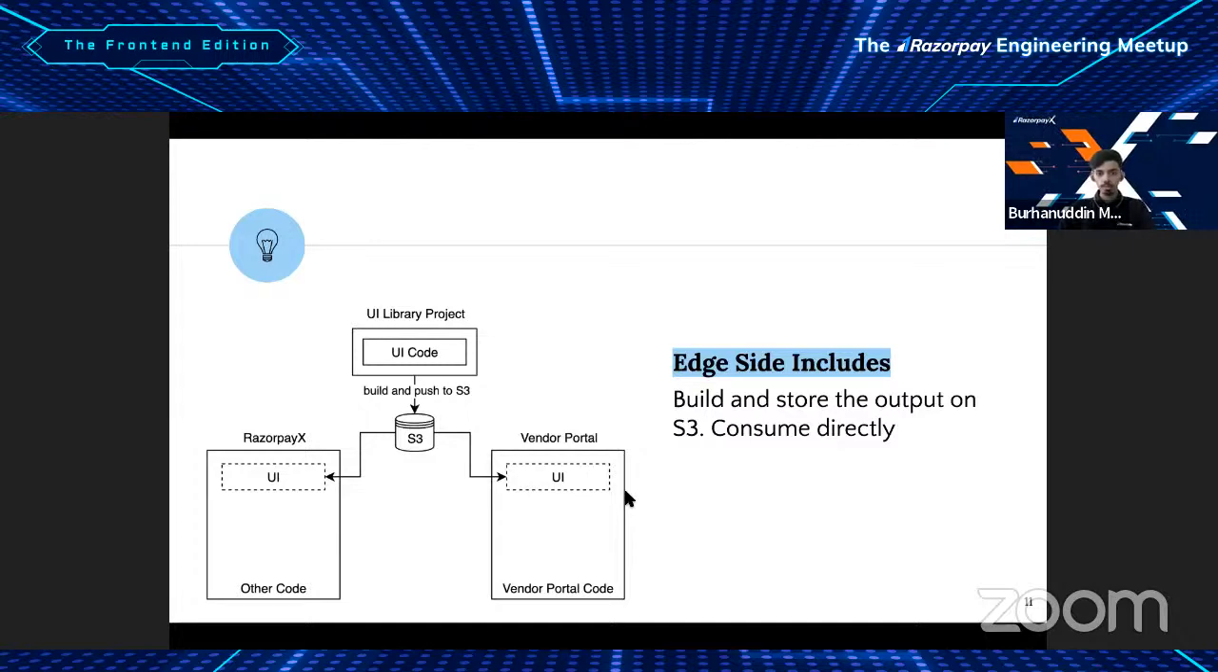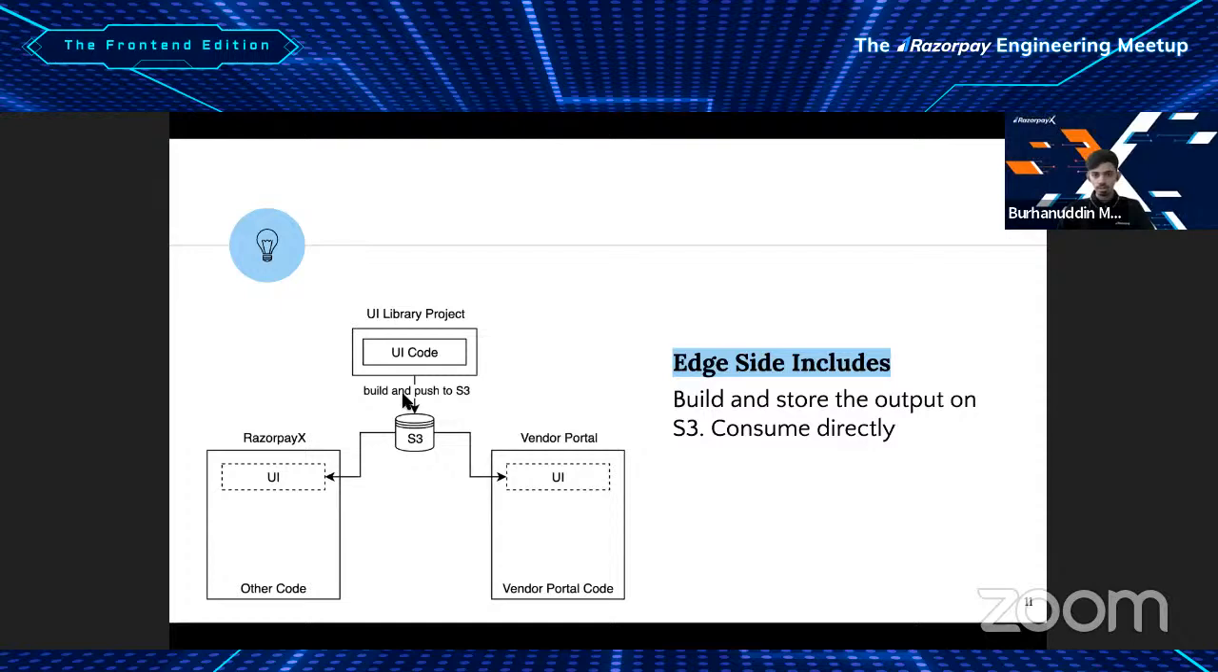Now, not everyone might be aware of what edge side includes are, but it's pretty simple to understand. You have a library project, you build it with Webpack, and you push the bundle that gets created from the library to S3. And then in whatever project you want to use it, you basically import it with a single script statement. Just add a script tag with the URL to whatever bundle you generated, and it gets added to the page.